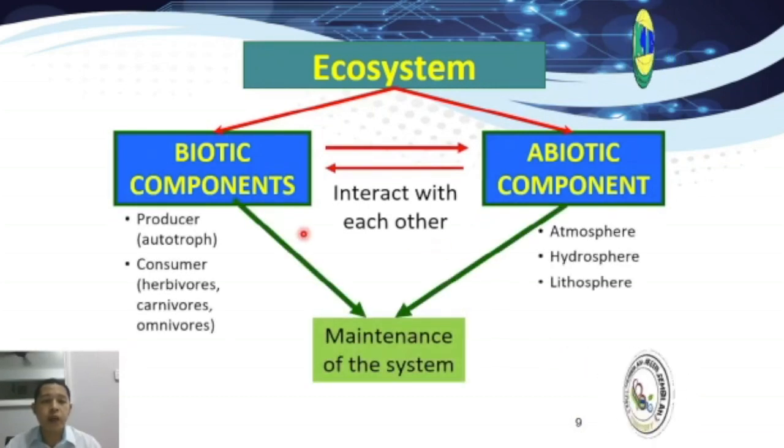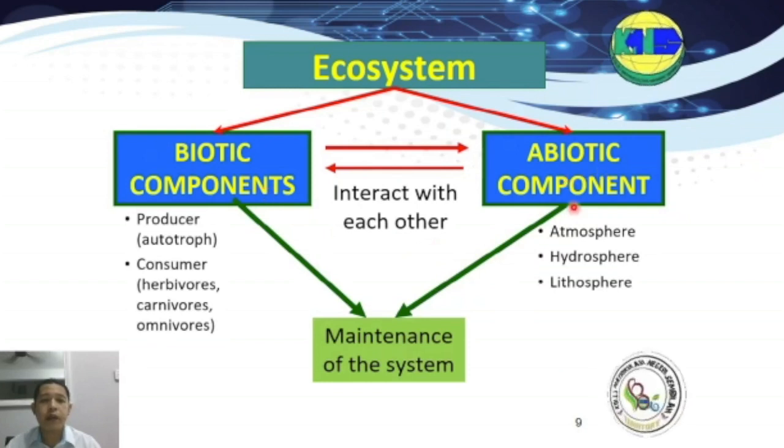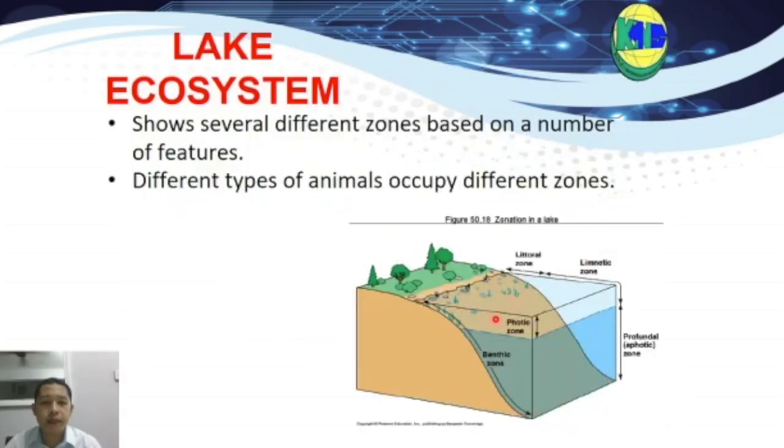In an ecosystem, both biotic components and abiotic components must interact with each other for the maintenance of the system. This diagram shows a lake ecosystem. Lake ecosystem shows several different zones such as littoral zone, limnetic zone, profundal zone, also known as aphotic zone, photic zone, and benthic zone. Different types of animals occupy different zones because different zones have different features, such as the amount of light that can penetrate at each zone and the depth of water at each zone also being different.